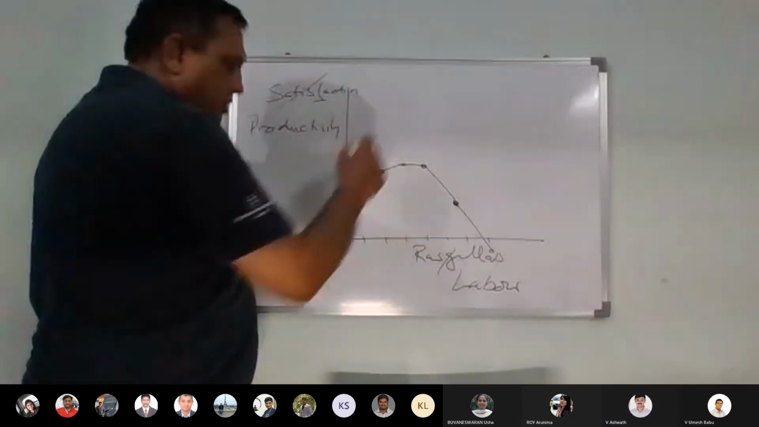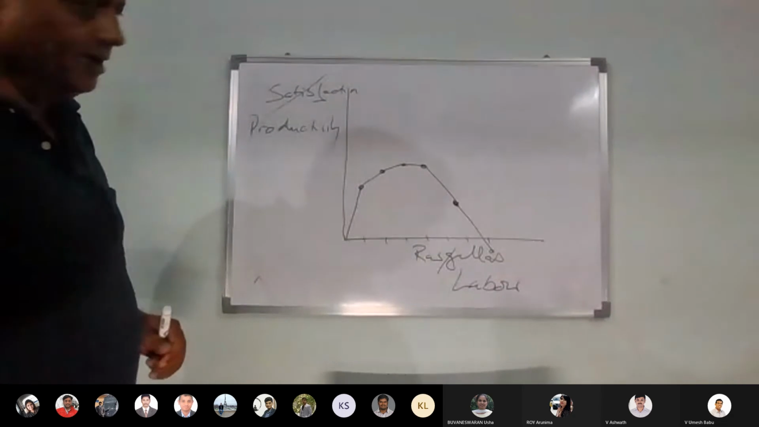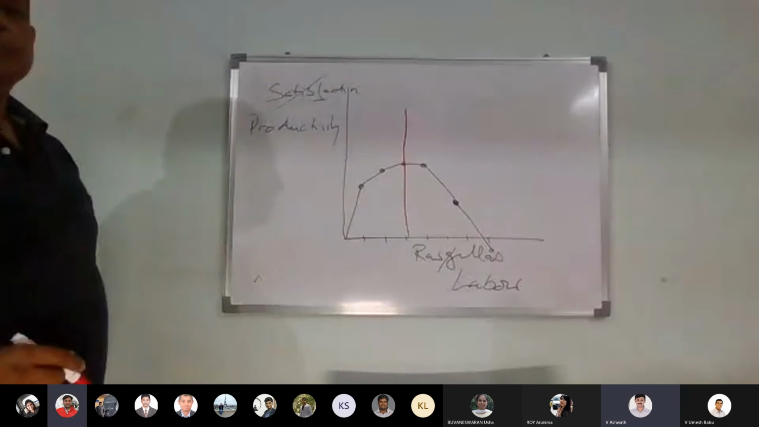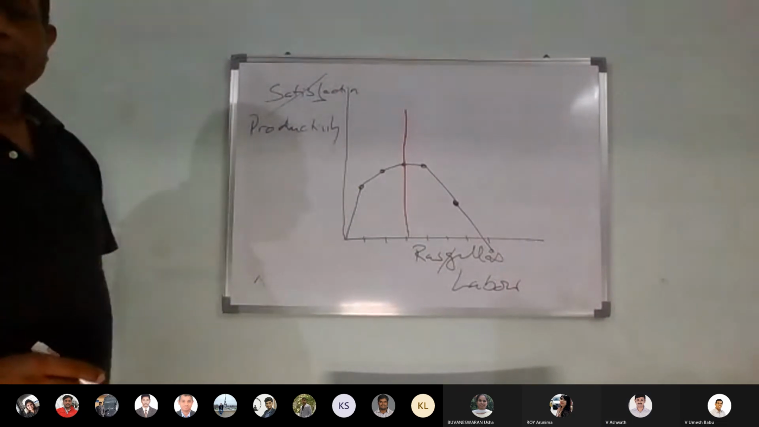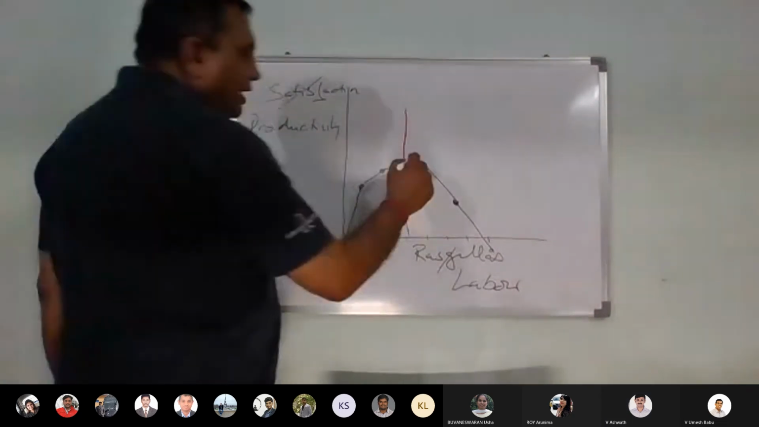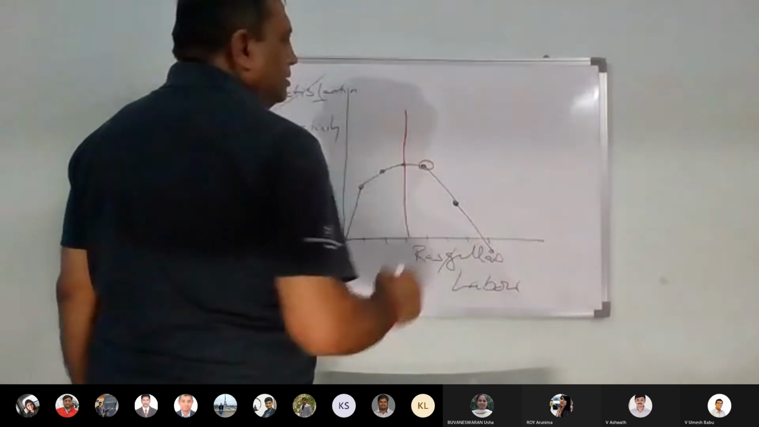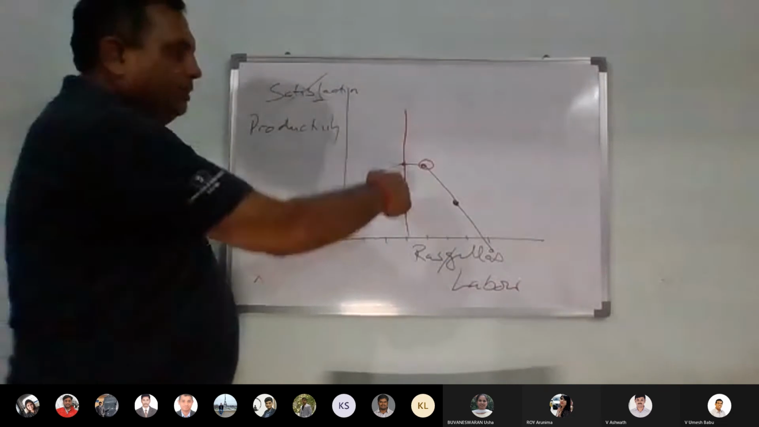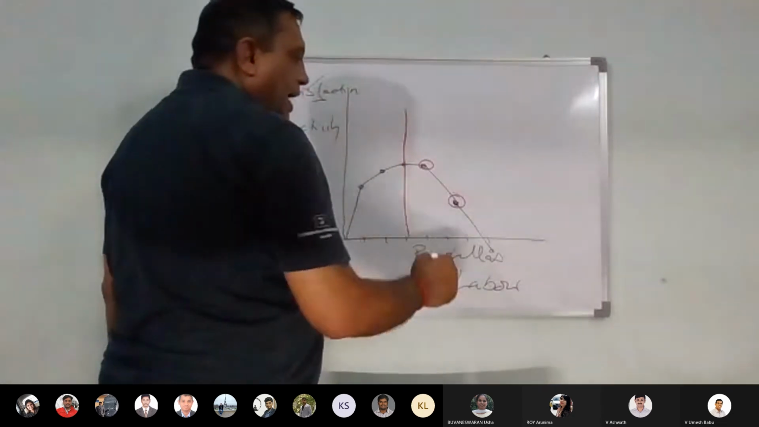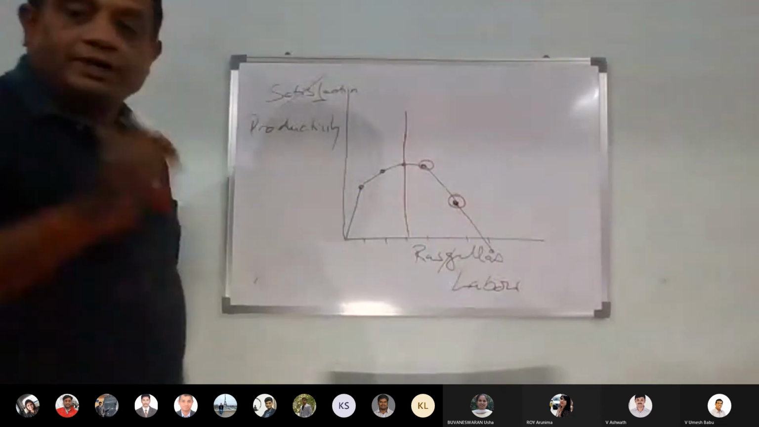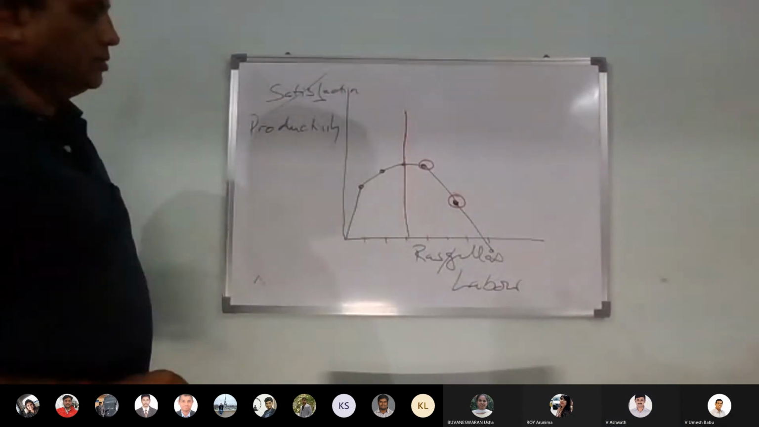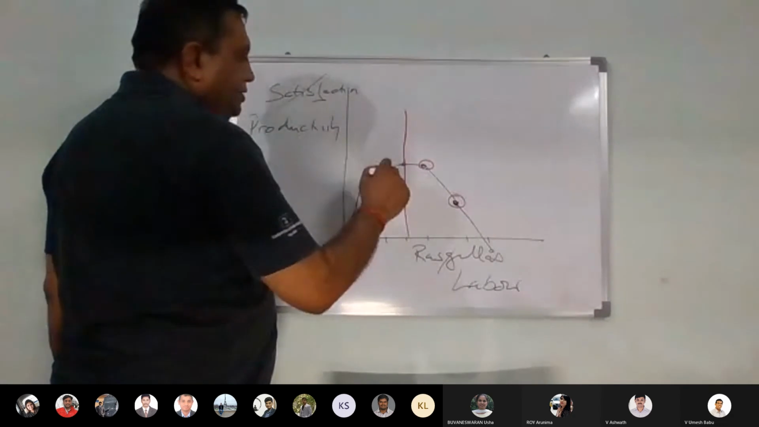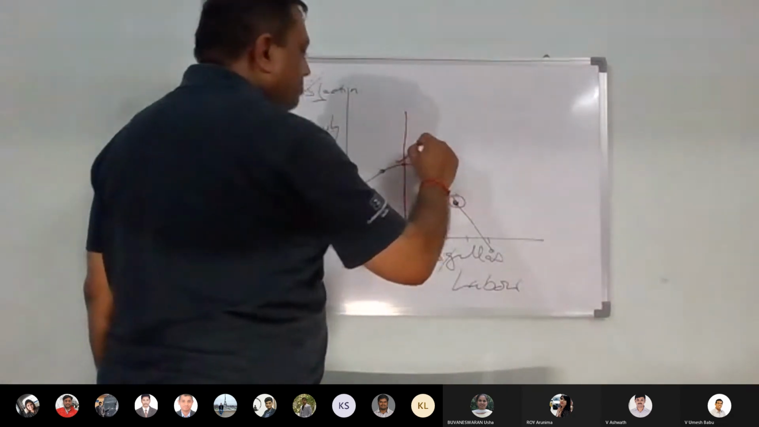So up to the third extra labor, I was getting additional productivity. But when I added this fourth chap, I am not getting any extra productivity because they're going to come into each other's way. And here they were going to actually start interfering with each other and my productivity will go down.